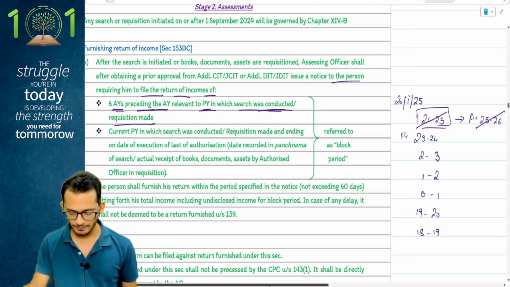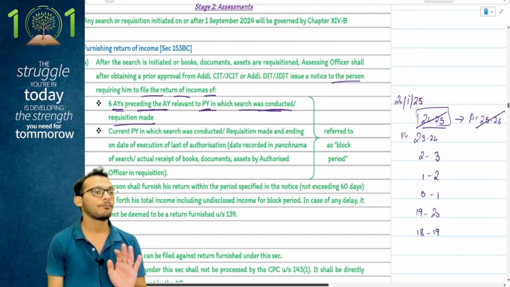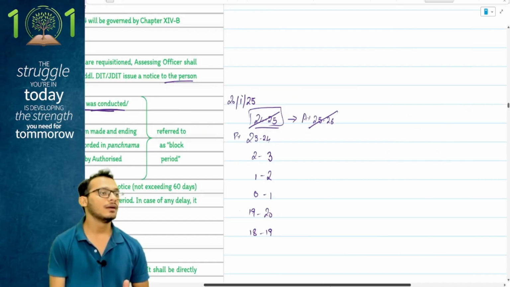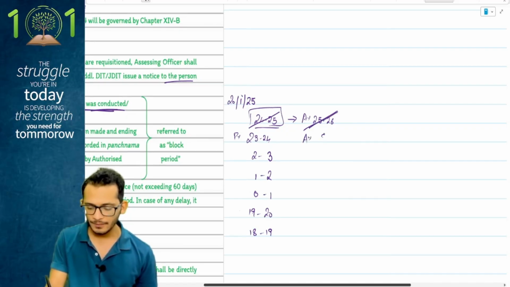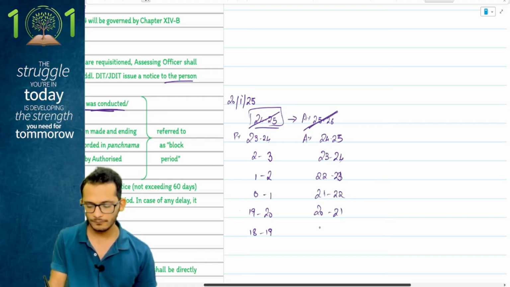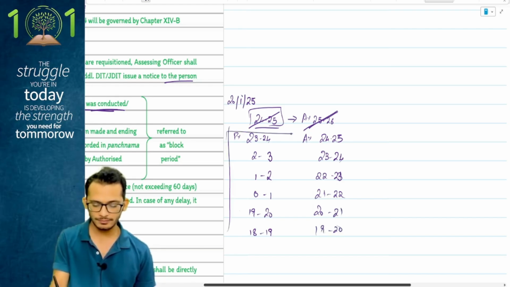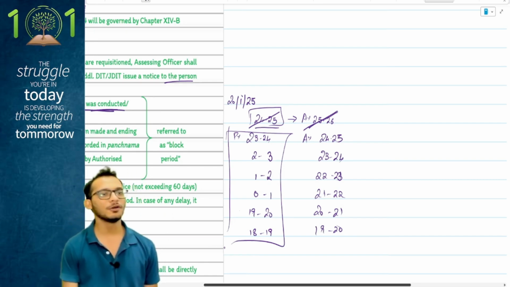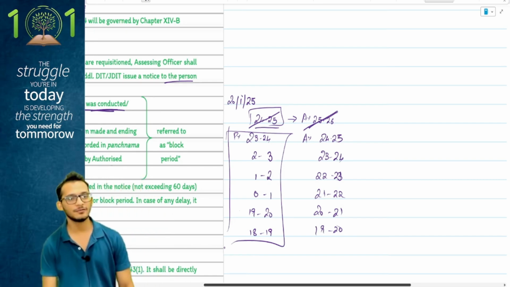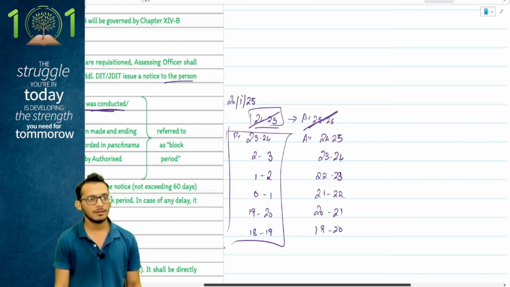Let's put it in AY terms. People, your year of search is 24-25. Your assessment year is, can you take 25-26? No. So you remove 25-26. Previous 6 years will become AY 20. That is what I wrote. PY, AY. Yes. So you will reopen cases for PY 6 years, excluding the year of search.